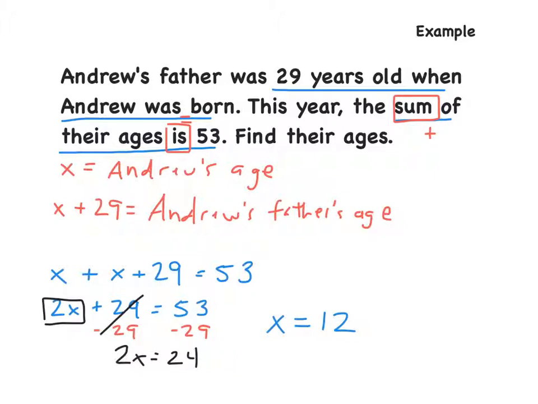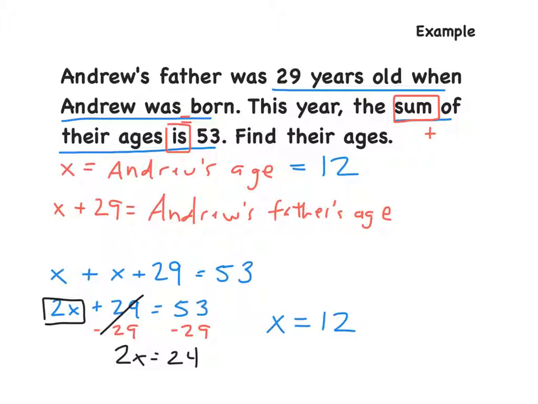So from here, what does this actually mean? x is equal to 12. What did we have in our variables? x is equal to Andrew's age. So what do we know Andrew's age is? Andrew's age is 12 years old, because all we have to do is plug in this 12 for this x.